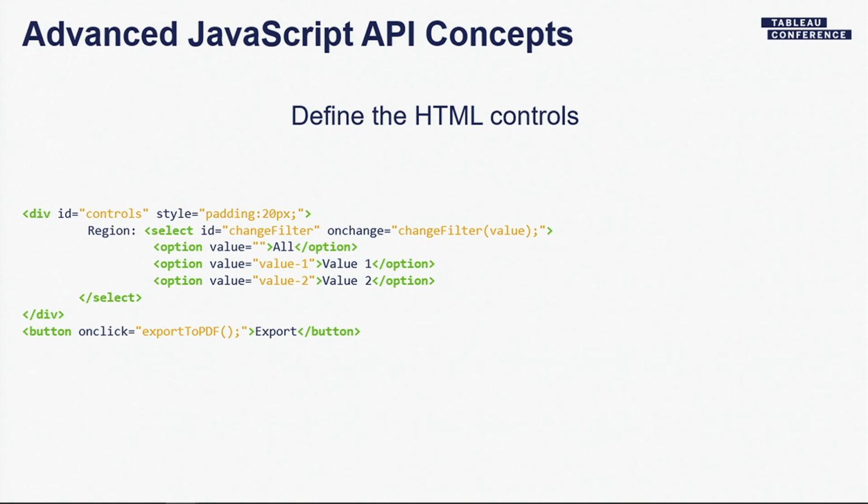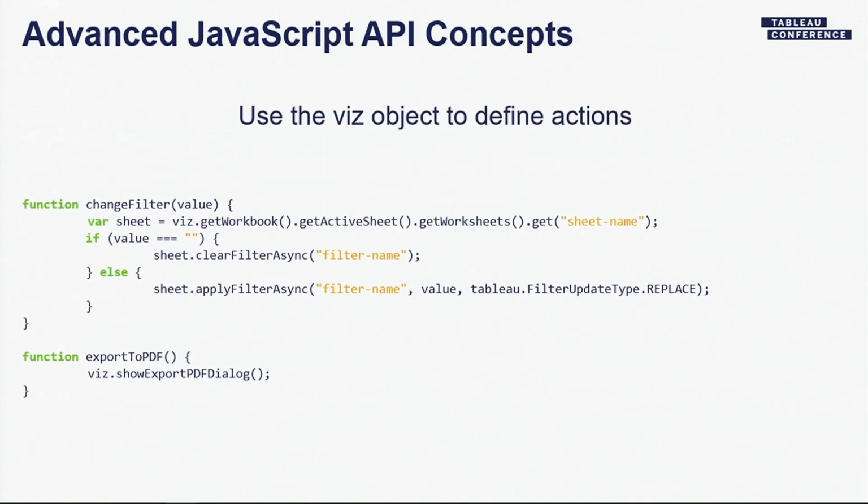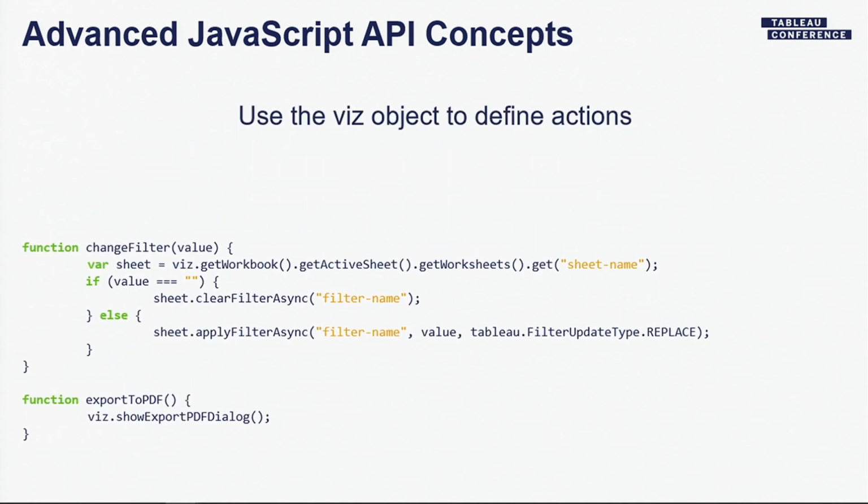Now, if you take a look at the HTML of the dropdown, it actually has a function called changeFilter. So when it says onchange, call a function called changeFilter. But currently, that doesn't do anything yet. So we need to define the JavaScript for it. The same thing for the button, onclick, export to PDF, but no one really knows what that function is yet. So let's go ahead and actually define functionality.